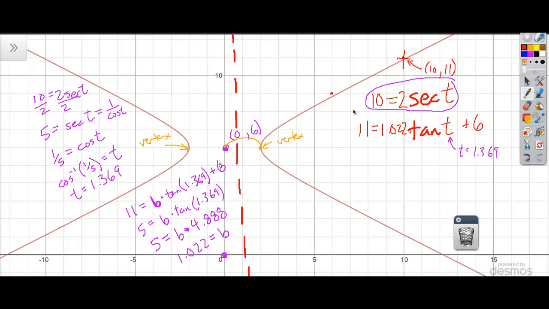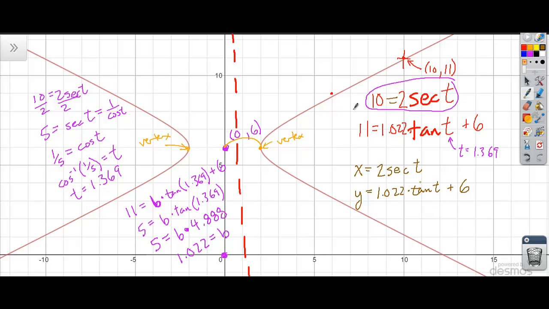And now I can write properly my parametric equation. So I have x equals 2 secant t, and I have y equals 1.022 times the tangent of t plus 6.